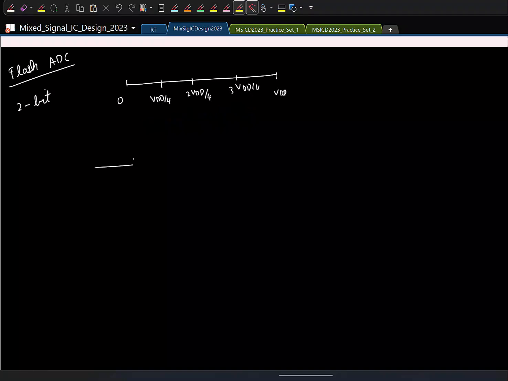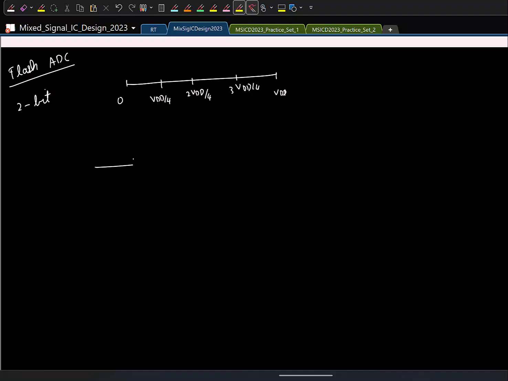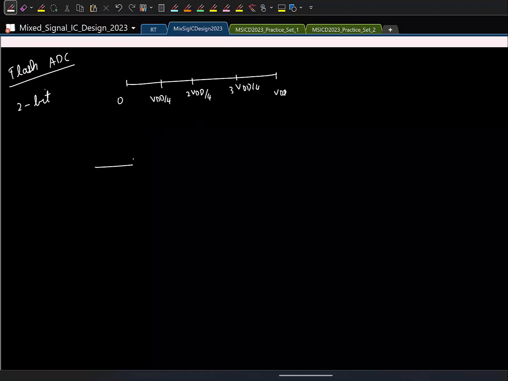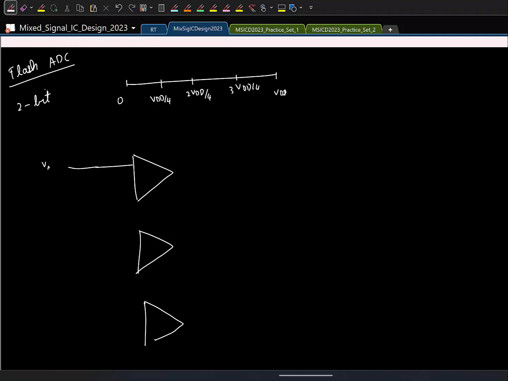How many voltages with which I am comparing the input? 3, I'm comparing the input with 3 reference voltages. So how many comparators I'll need? 3, right? So I'll have 3 comparators like this. I'll feed the same input to everything. And the reference voltages must be VDD by 4, 2 VDD by 4 and 3 VDD by 4.